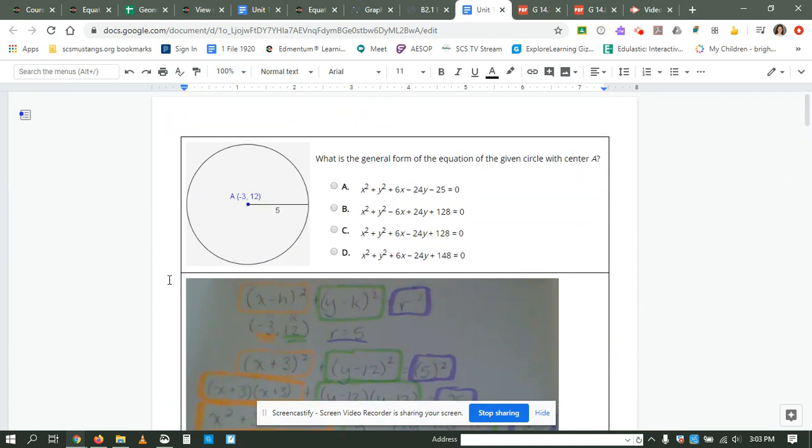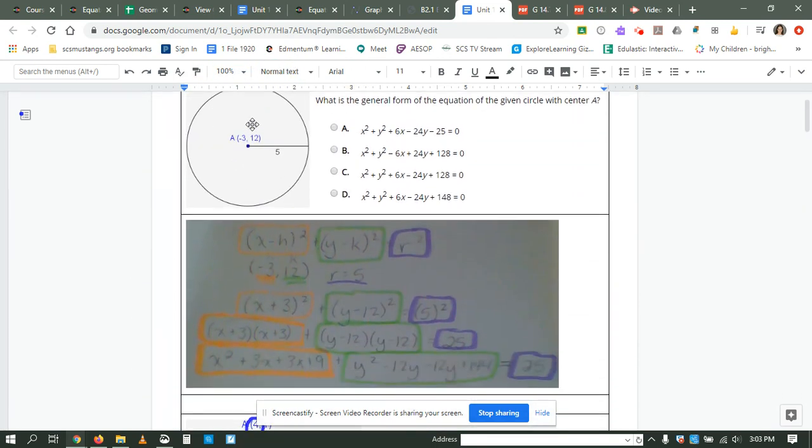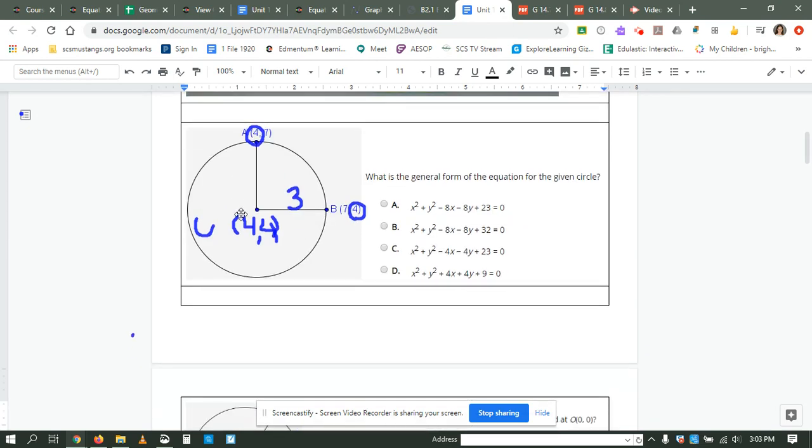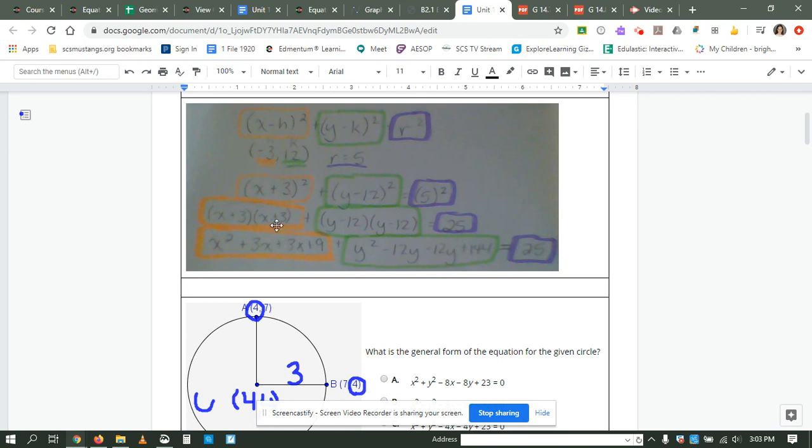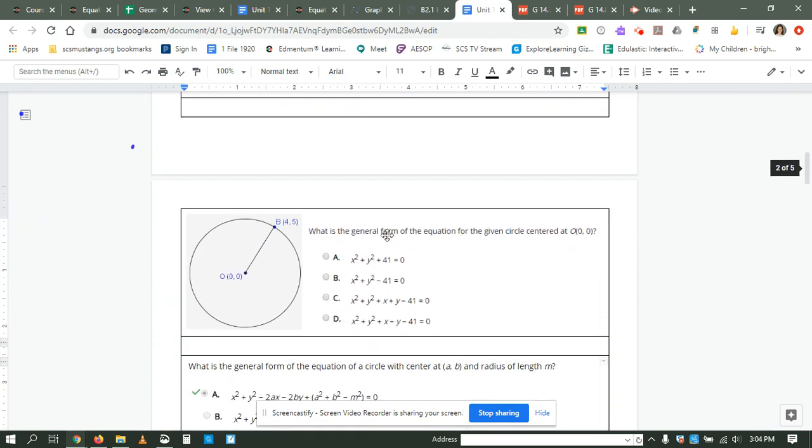So yeah, back up here. So now we've got our negative 3, 1/2 and our 5 here. Here you've got your 4, 4 and your 3 there. So you'll go through the same process of setting it up just like I did, and multiplying those things out.